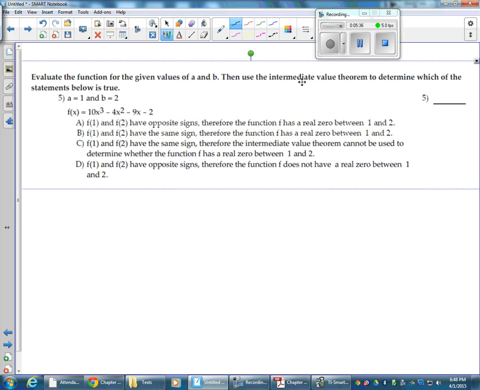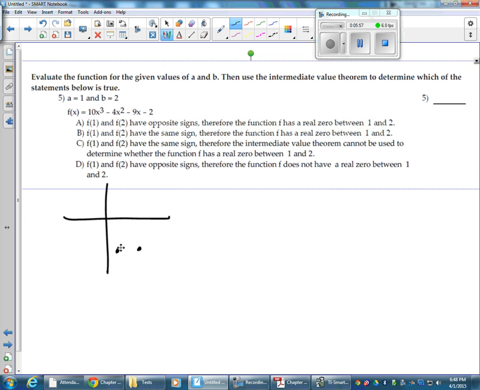All right, here, they want us to use the intermediate value theorem to determine which of the statements below is true. If A is 1 and B is 2, they want us to figure out, is there going to be a real 0 between them? So let me explain what would happen. Let's say I plug in 1 and I get a negative number, and I plug in 2 and I get a negative number. Is there a real 0 between them?